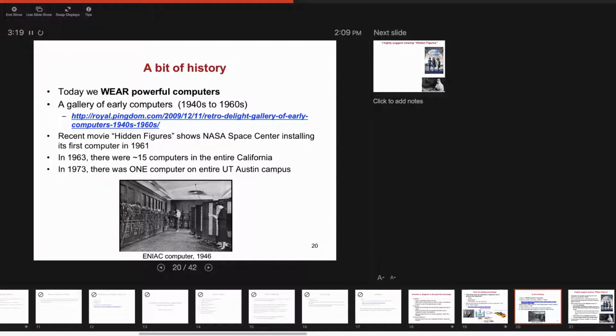Not everybody had a computer. And even later, in 1963, I found information online that there were about 15 computers total in the state of California. Should we count how many computers we have in the room right now? Right. This is just for comparison. And in 1973, there was one computer at the entire UT campus. So that's quite something when you think about it.